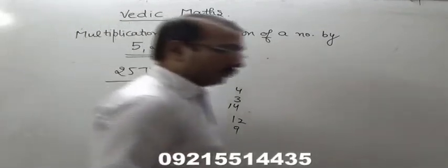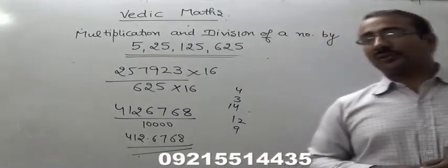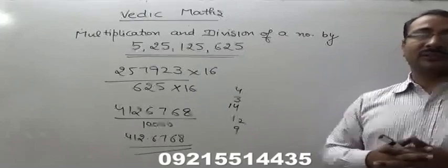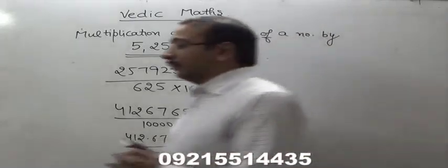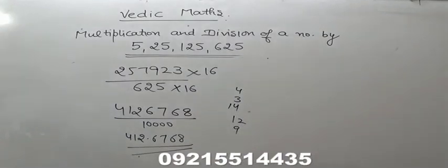I hope you enjoyed the technique that I told you in this session, and that it is quite clear to you. What we have understood in this session is that in any question, if you have to multiply a given number by 5, 25, 125 or 625, as well as divide the given number by 5, 25, 125 and 625, with this technique you can easily multiply as well as divide. Thank you very much.